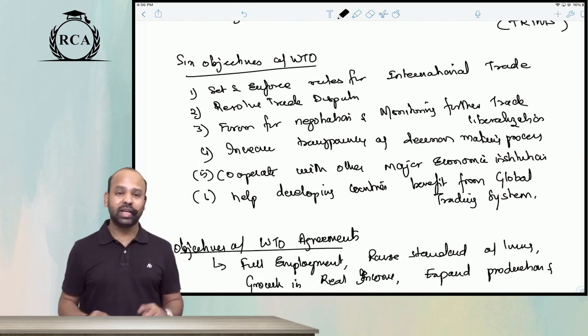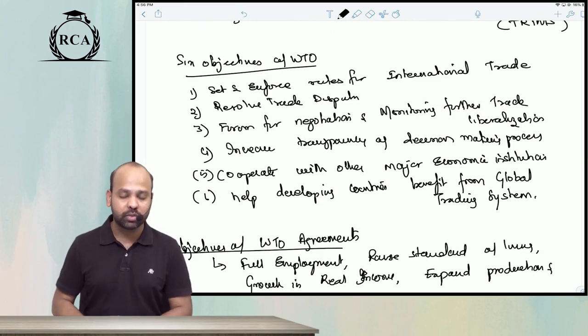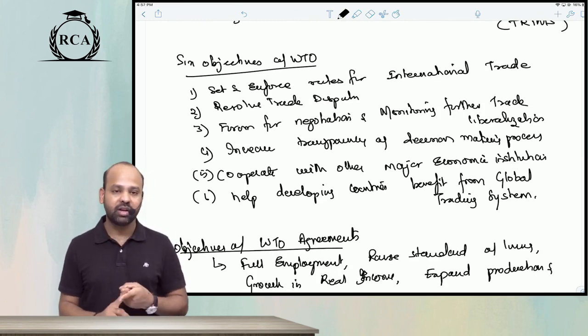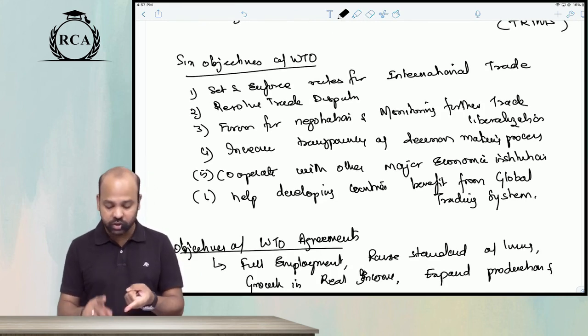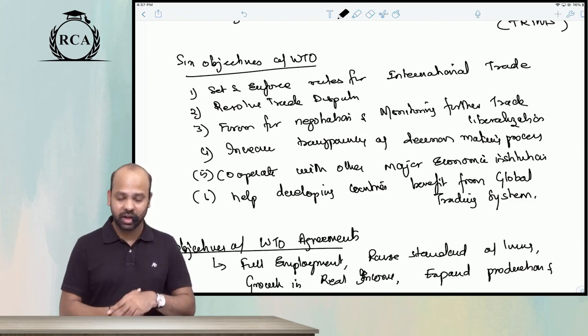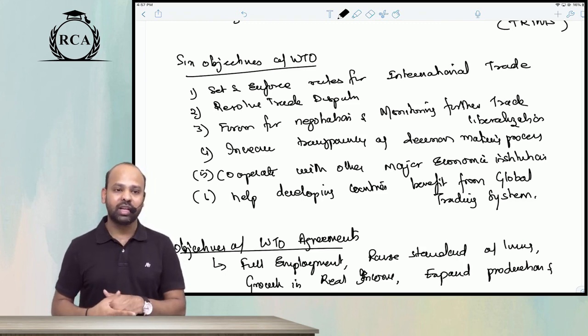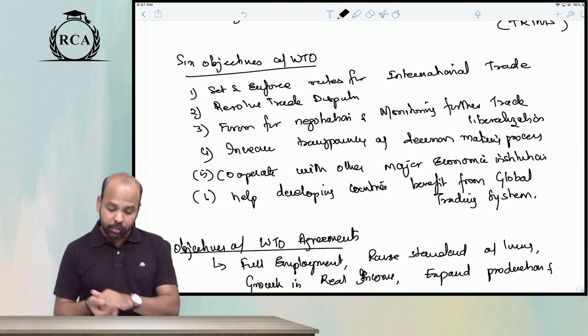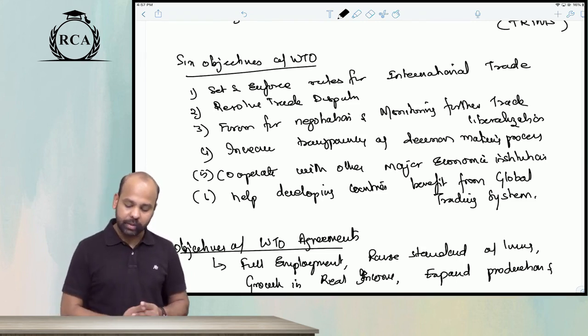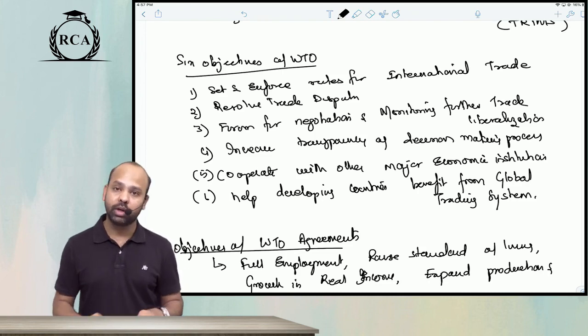There are 6 objectives of World Trade Organization. You are supposed to remember this. First one, beta, is to set and enforce rules, beta, for international trade. The second one, beta, is to resolve trade disputes. Third one, beta, is to provide a forum for negotiating, guys, and further liberalizing trade. And then, beta, is to increase transparency, cooperate with other major economic institutions like IMF, World Bank, help the developing countries, beta, to benefit fully from the global trading system.